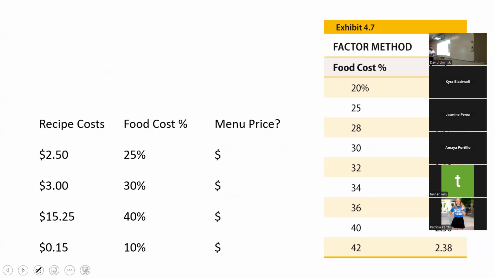To determine what our factor is, has anybody ever talked to a chef before? They just say, take whatever it costs you and multiply it by 3. Multiply that cost by 3. Essentially, they're looking at a 33% food cost. Okay, so what we do is we take 100 and we divide by the ideal food cost percentage.